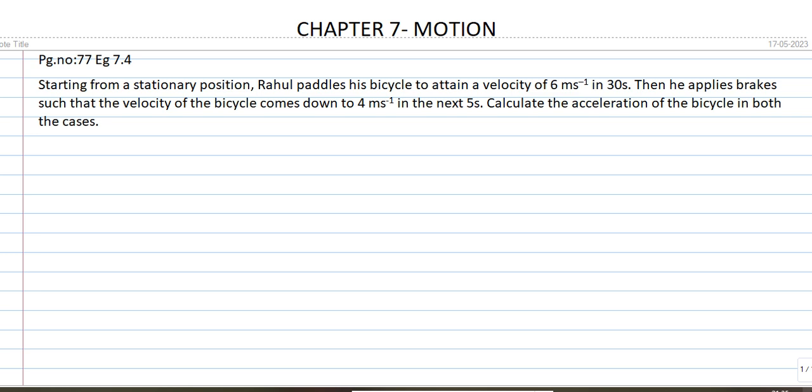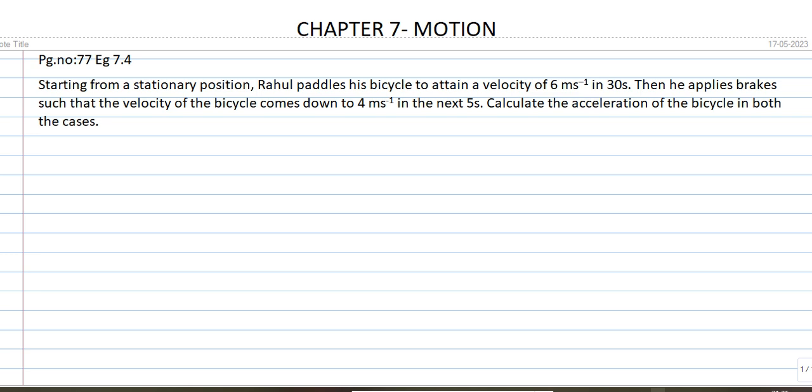This is the next question. This is on page number 77, example 7.4. Starting from a stationary position, Rahul paddles his bicycle to attain a velocity of 6 meters per second in 30 seconds. Then he applies brakes such that the velocity of the bicycle comes down to 4 meters per second in the next 5 seconds. Calculate the acceleration of the bicycle in both the cases.